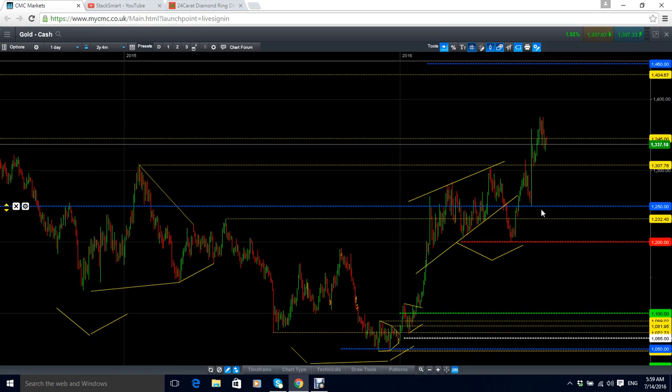But I'm not looking at silver today. I'm going to have a look at gold because the indicators on gold are easier to understand at the moment and more on a macro scale.